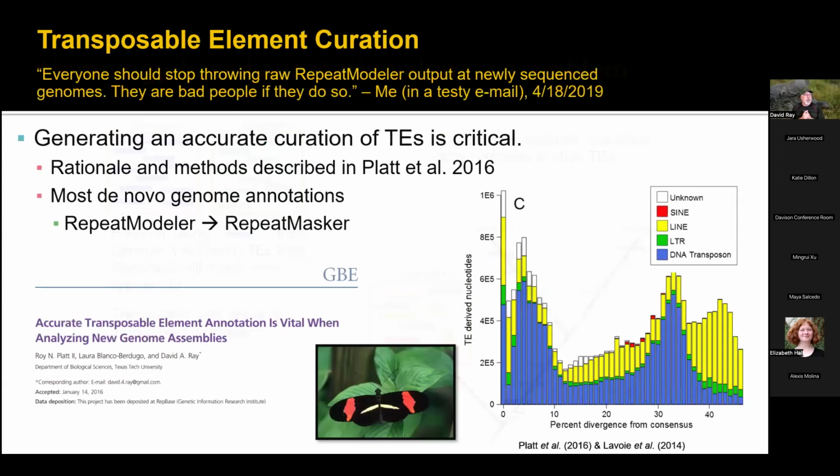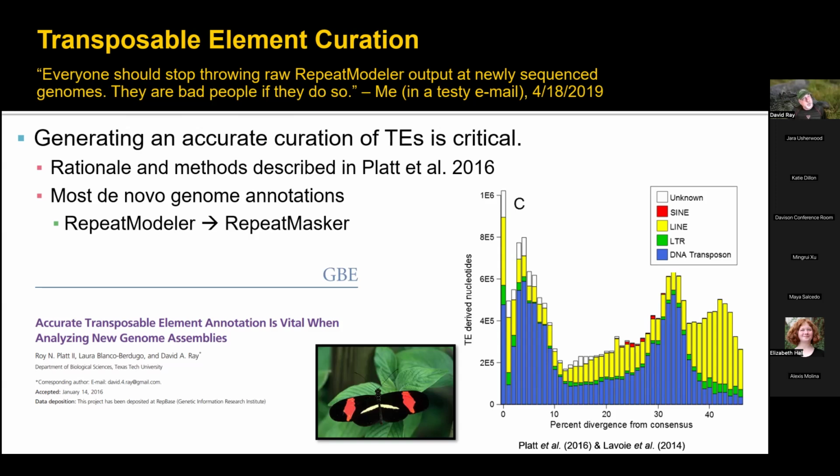The best example I have, there's the title of that paper I was talking about, was from this butterfly, Heliconius melpomene. This is what you get for a TE landscape if you throw raw RepeatModeler output at this thing, right? You see it's got a weird shape to it, first of all. But you see there's a bunch of LINEs, but they're all old, and there's a bunch of DNA transposons. Some of them look pretty new. There's basically no SINEs in the genome as far as we can tell. And LTR content, nothing really to speak of.